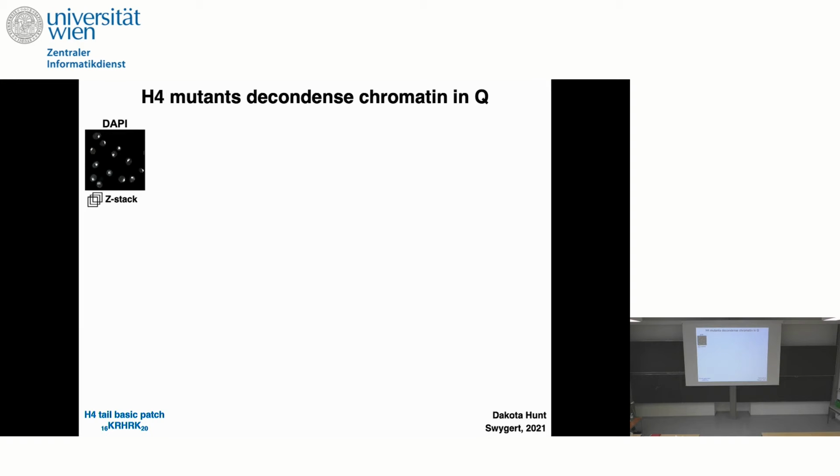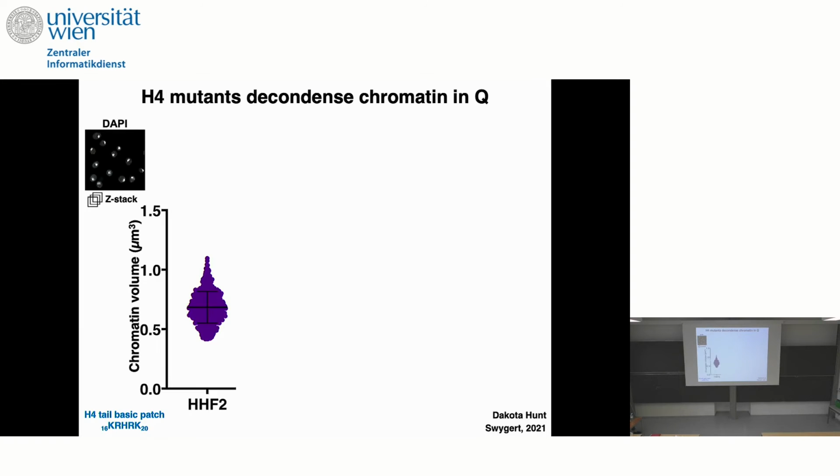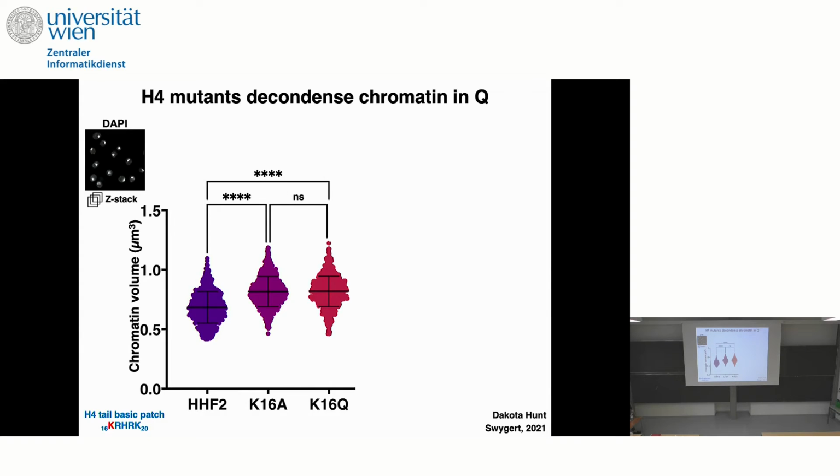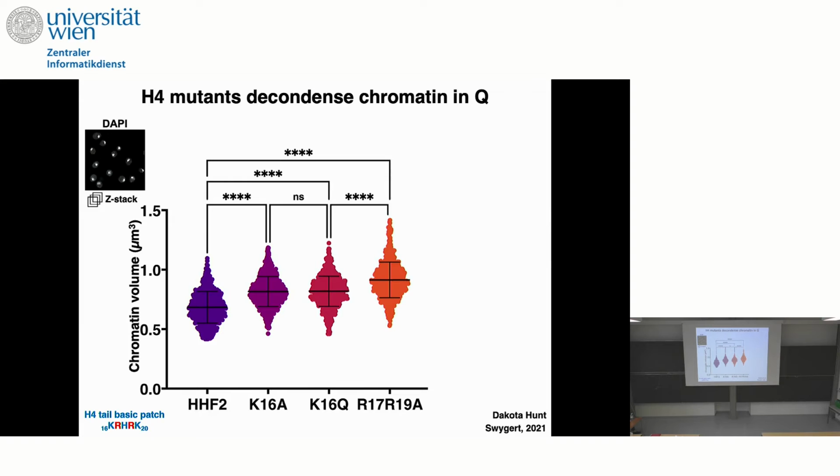We do this for hundreds of cells so we can get good statistics. When we look at wild-type quiescent cells, this is the chromatin volume that we see. When we add in a single alanine substitution of lysine 16, we get a significant increase in chromatin volume. The glutamine substitution, the acetylation mimic, looks very similar. When we substitute the two arginines, we get an even larger increase, and when we do all 5 residues of the basic patch, we get a really large increase in chromatin volume.